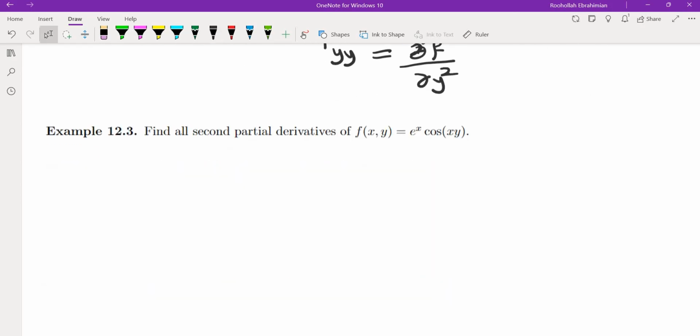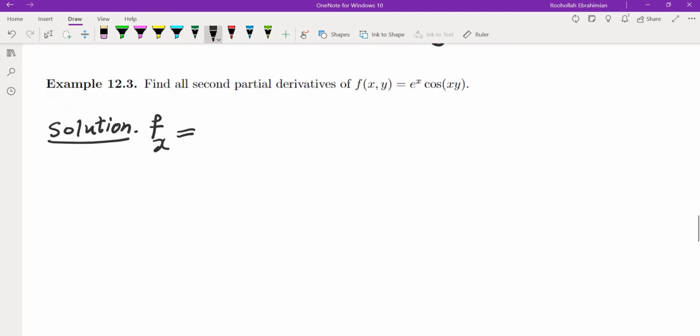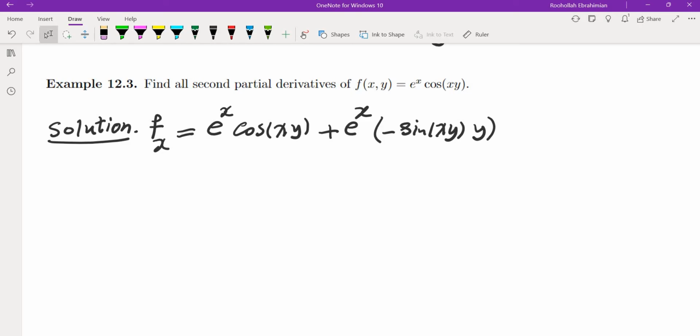Let's look at an example for second partial derivatives. So we want to find all second partial derivatives of this function. We're going to evaluate the first partials, and then we're going to evaluate the second partials. For the first partial, we'll have to use the product rule. So the derivative of the first one is e to the x times the second one, plus e to the x times the derivative of the second one, which is minus sine xy. And then we'll have to multiply that by the derivative of the inside, which is y. So that's the first partial of this with respect to x.